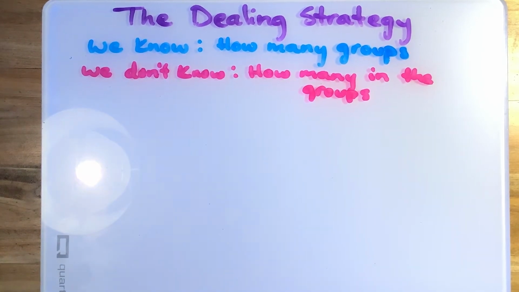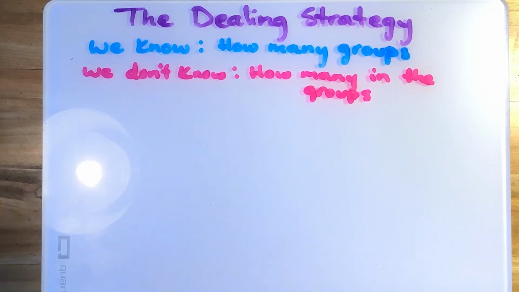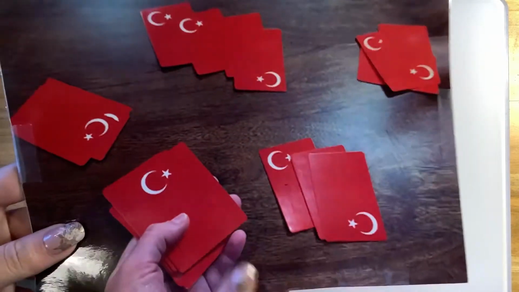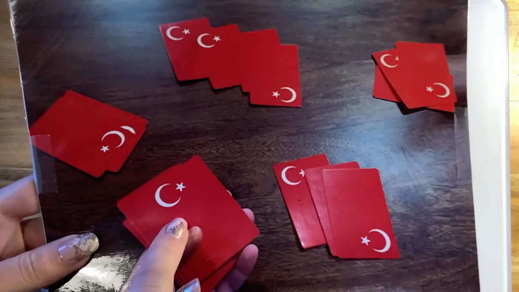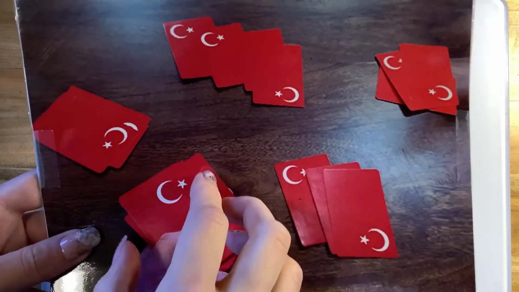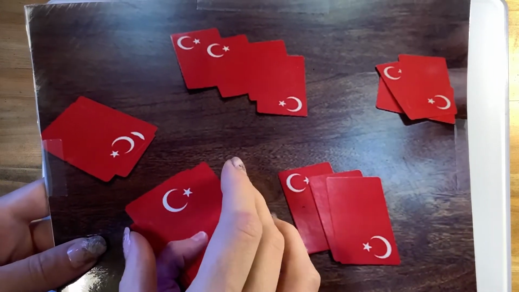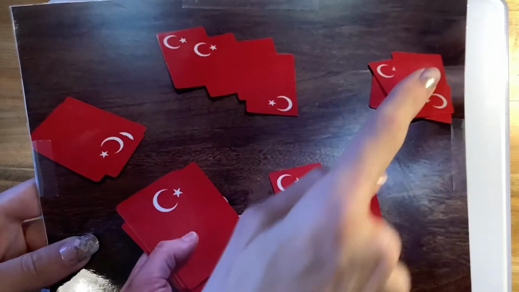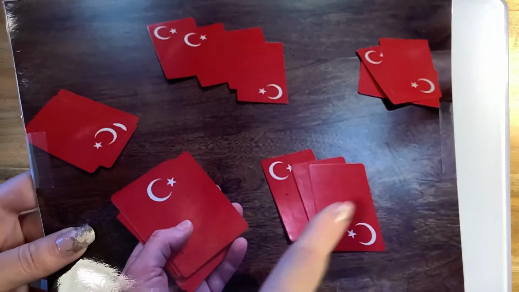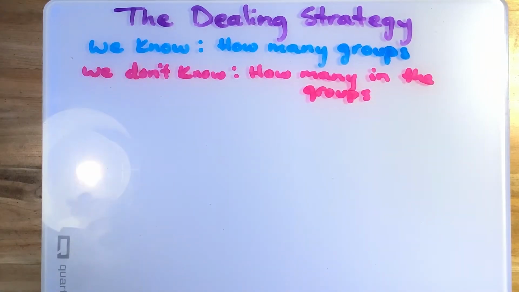learn in division. And we talk about this being a dealing strategy because just like if you're playing a card game, all of the cards are together in the first, when you first start, and you have to deal out the same amount of cards to each player. So that's what we're doing in this first strategy, the dealing strategy.